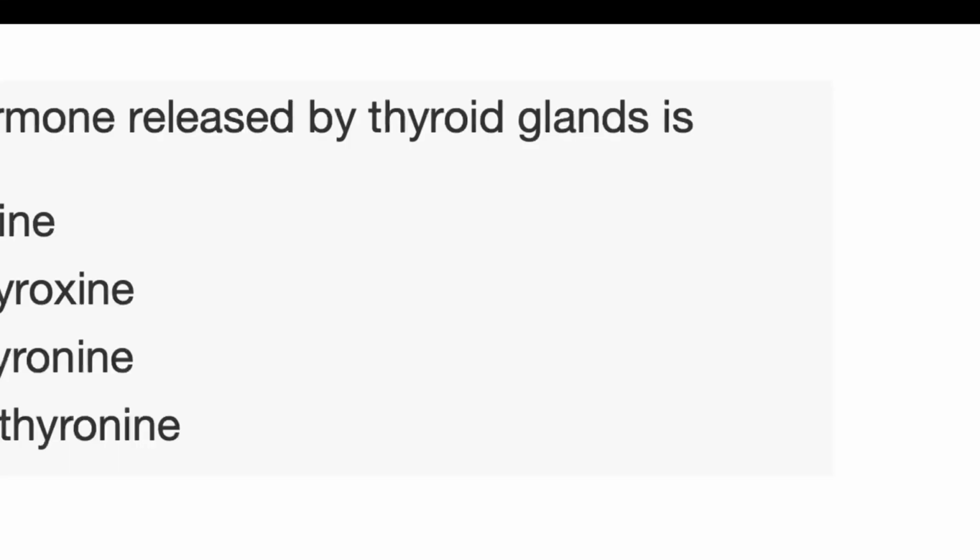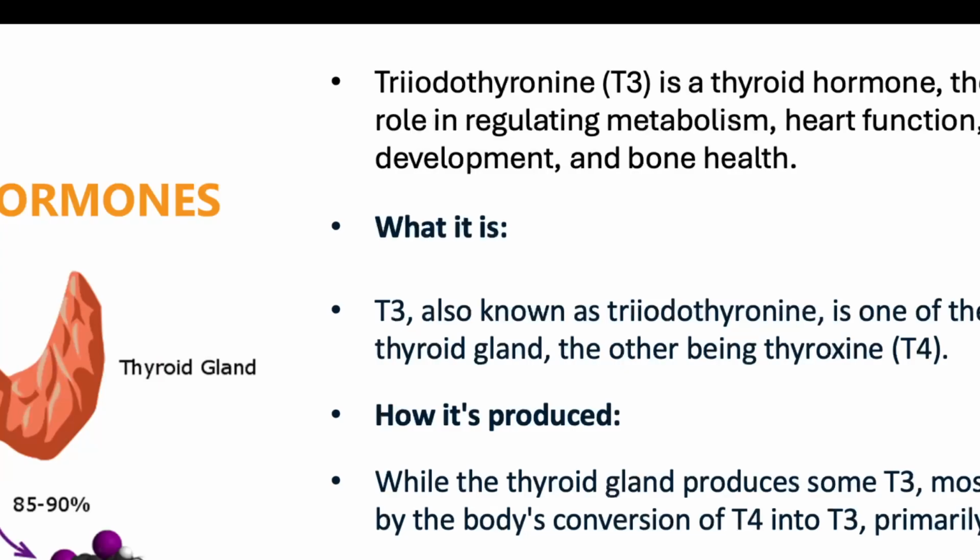Okay, I think it's enough time for this question and time for me to reveal the correct answer. The T3 hormone released by the thyroid glands is, the correct answer to this question is option D, triiodothyronine. T3 stands for triiodothyronine. Now, what is this T3 hormone?